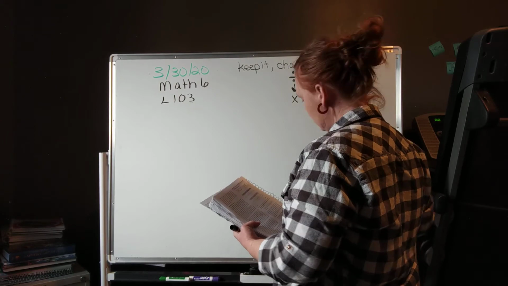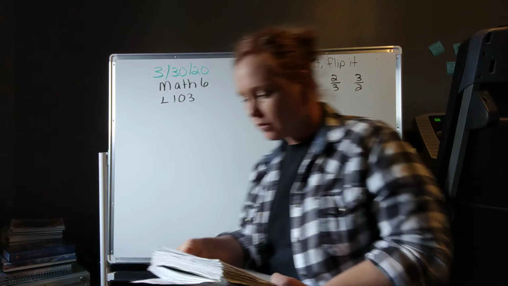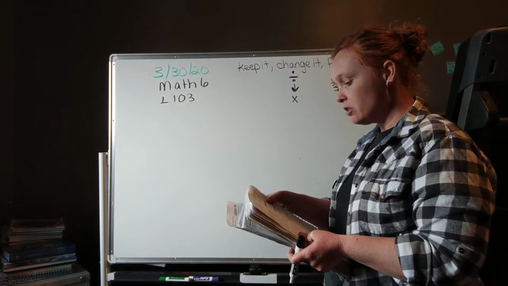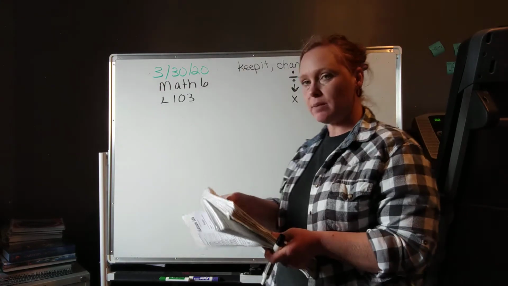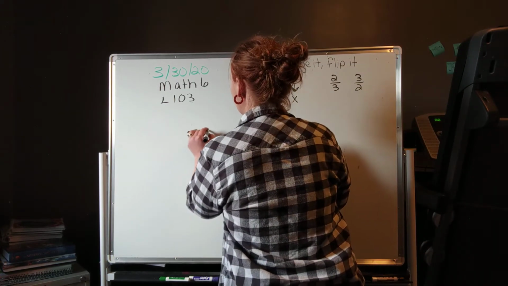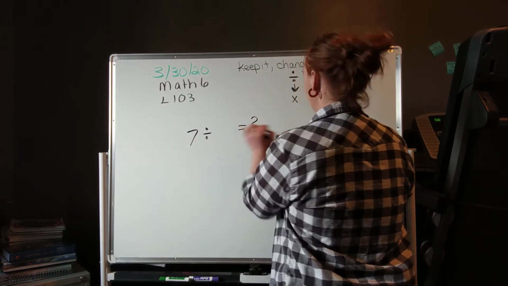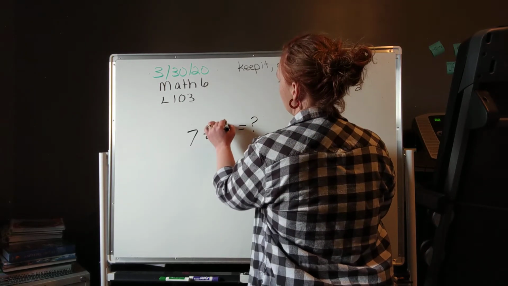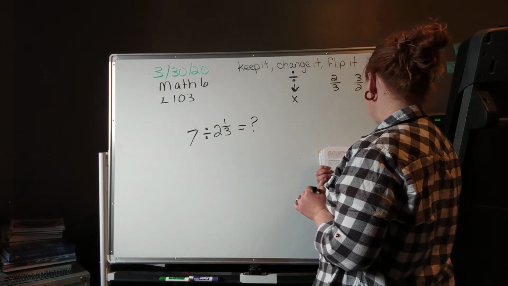Our next example is of a word problem. It says, Mrs. Powers ordered 7 pizzas for the party. She divided the pizza evenly among the tables. She placed 2 1/3 pizzas on each table. How many tables were there? Okay, so she took her 7 pizzas and she divided it among how many tables? That's what we want to find out, right? But we know that she put 2 1/3 pizza on each table. Okay, so this is our division problem that we want to do.